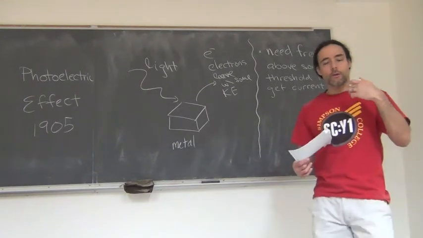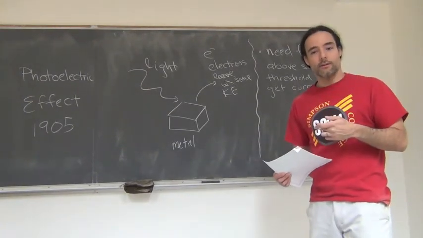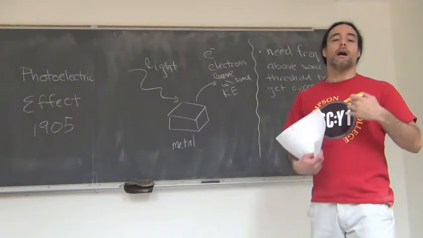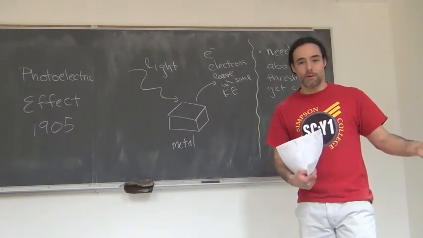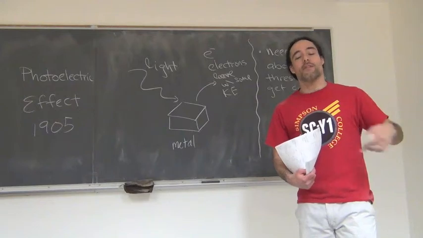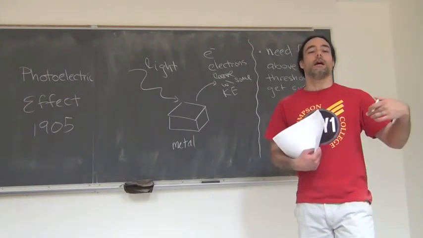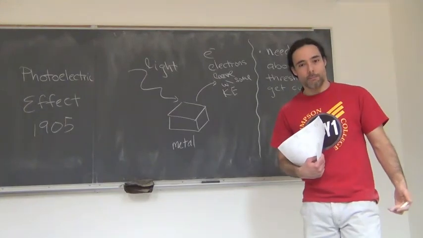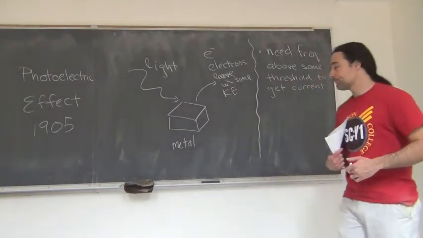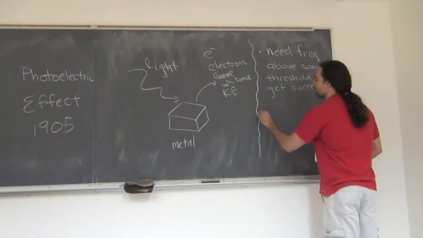If I did this with low frequency light, like radio waves, for some metals, the electrons wouldn't come popping off. But for that same metal, if I were to do it with a higher frequency light, like purple light, then the electrons would come popping off, depending on your frequency. That was subtlety number one.